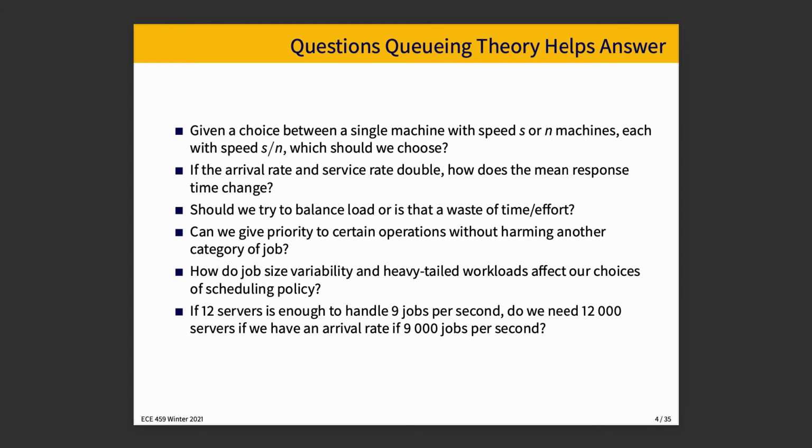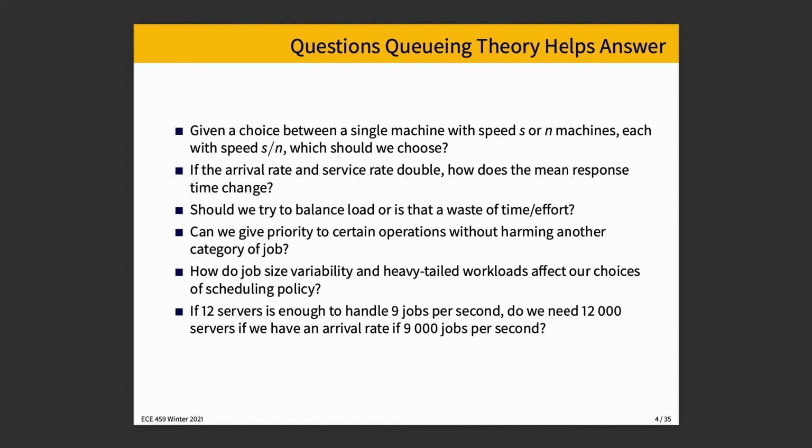And the last question that appears on this list is, if 12 servers are sufficient to handle a rate of 9 jobs per second, does that mean we need 12,000 servers if we have an arrival rate of 9,000 jobs per second? That one really is most likely the example that is most motivating for you in terms of why we would talk about queuing theory, because it does give us answers to questions like how many servers are we going to need if we have this much user growth over the year, right?